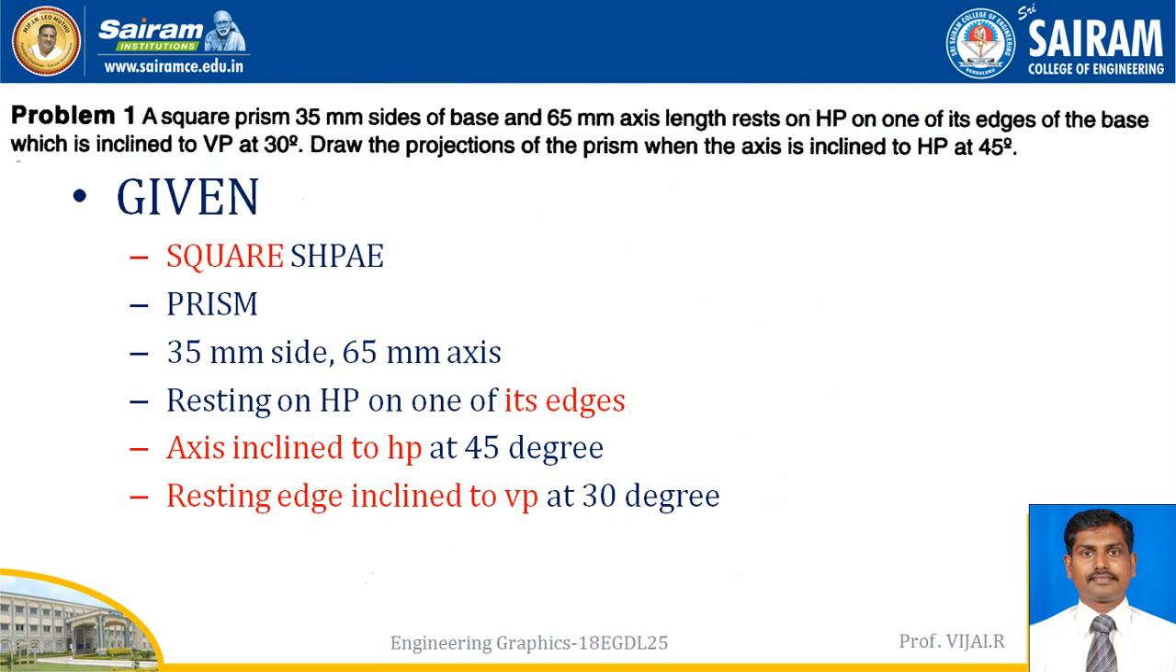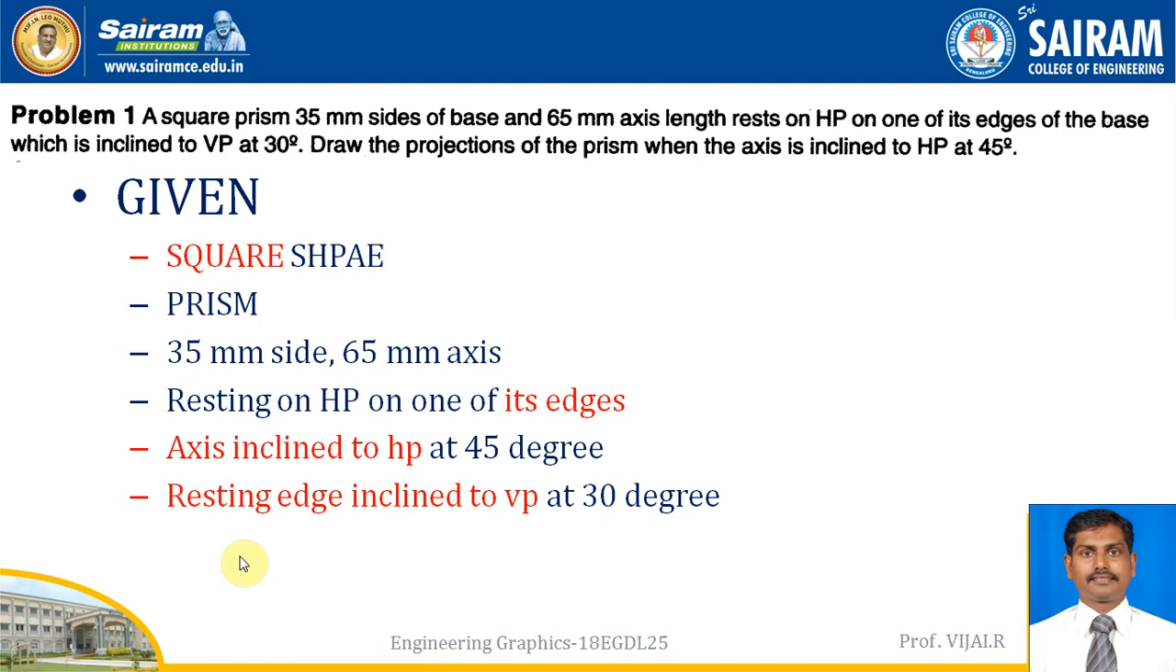Okay, let me see a complete problem as per the video examination problem. A square prism of 35 mm side of base and 65 mm axis length rests on HP on one of its edges of the base, which is inclined to VP at 30 degree. Clearly understand the question, and then we have to do. Draw the projection of the prism when the axis is inclined to HP at 45 degree.